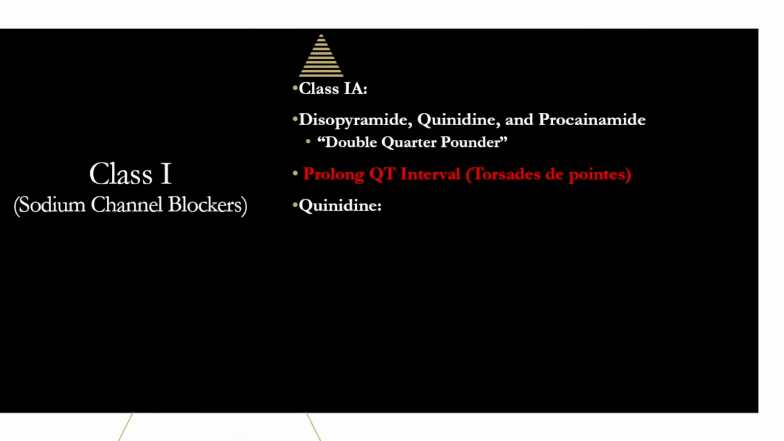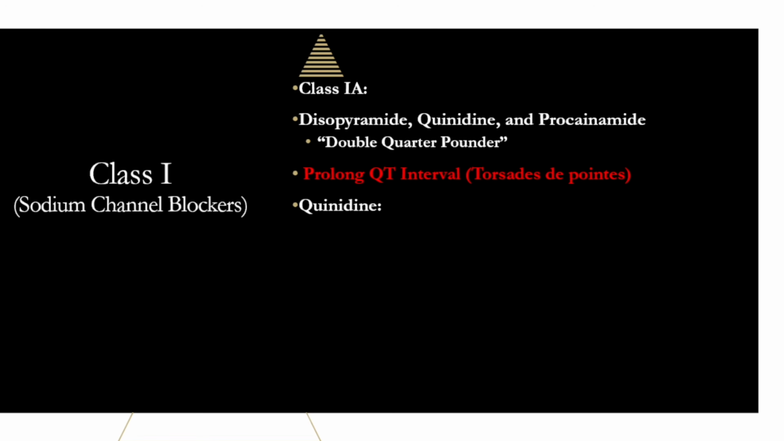Let's talk about quinidine first. Now, I know we just said all of the meds in class 1A prolong the QT interval, but quinidine really prolongs the QT interval. Quinidine has historically been one of the most common causes of drug-induced torsade de pointes, and the only reason it isn't still at the top of the list today is simply because we don't use it much anymore. It has a poor side effect profile, and there are safer meds.